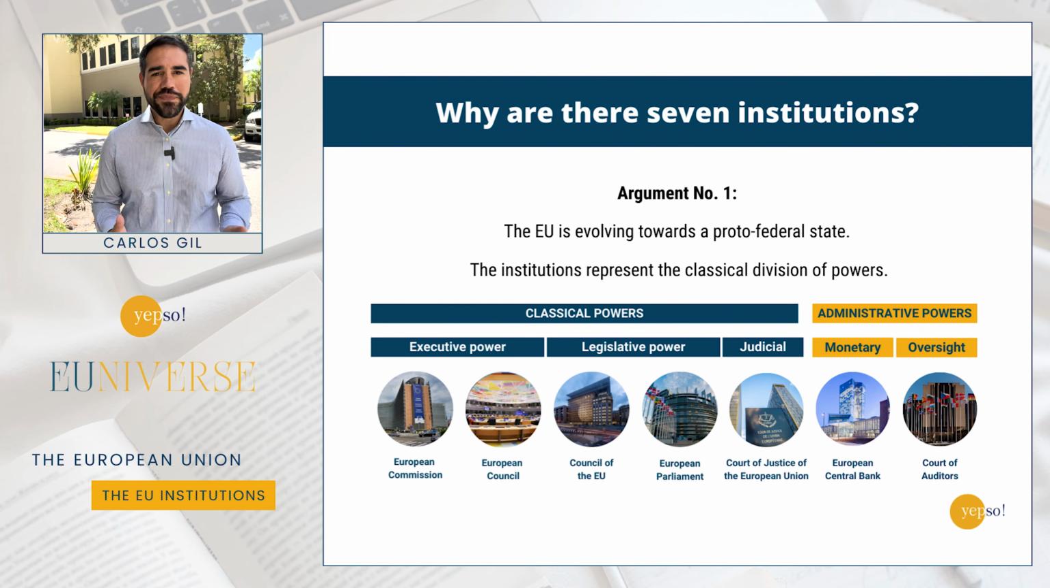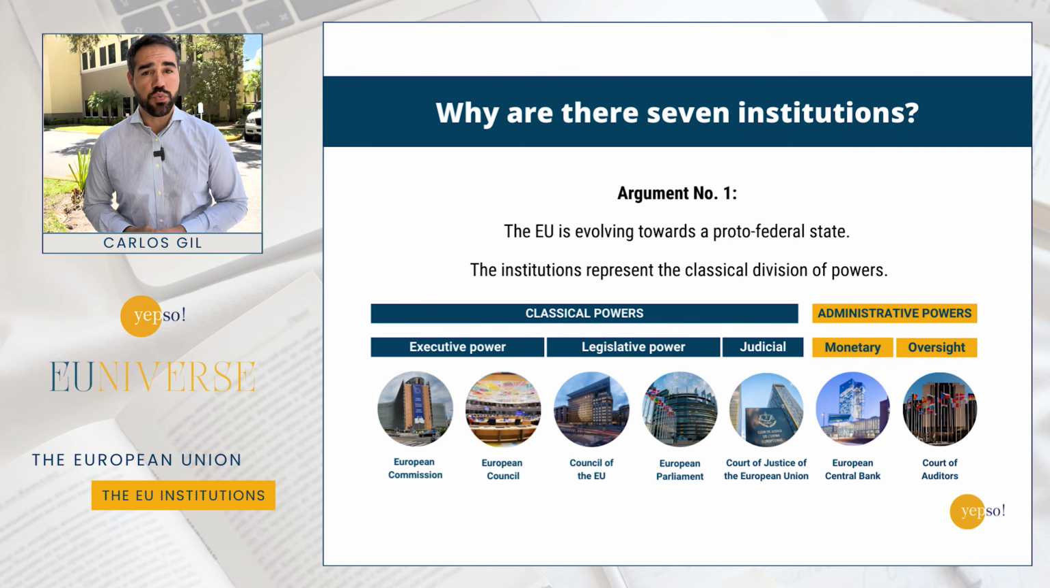What do you think? Do you see it differently? I have brought you this argument because as a student of the institutions, I think it represents the legal institutional dynamics well, but you will certainly find other academics who defend different arguments.